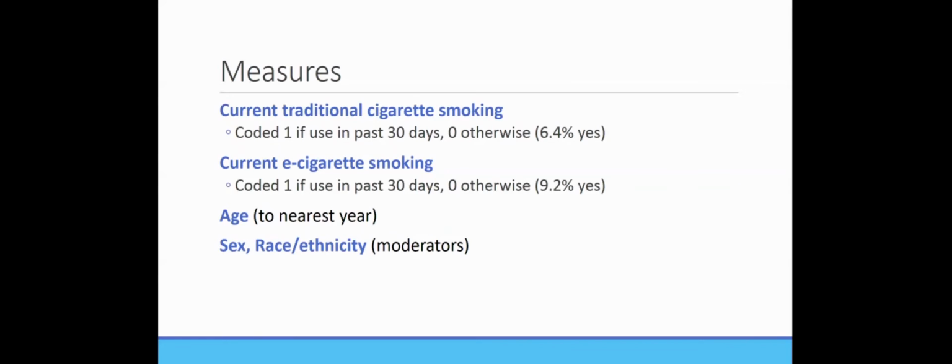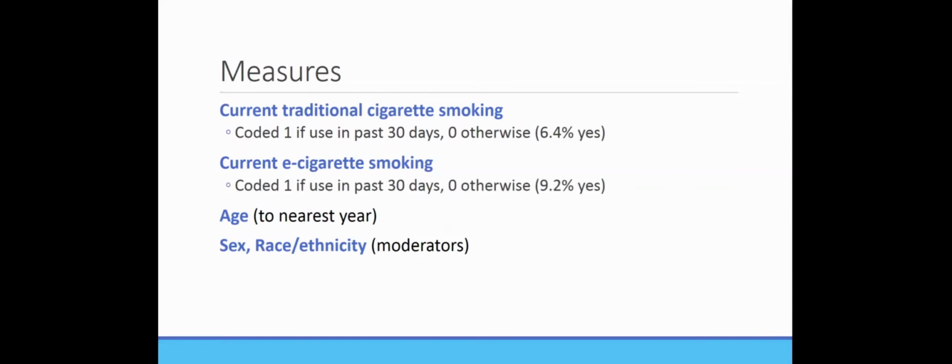9.2% were reporting e-cigarette smoking currently. Importantly, we had age in our data set. In this data set, we have age to the nearest year. This age variable is our time metric in this analysis. We're interested in looking at rates and associations across age, across time.